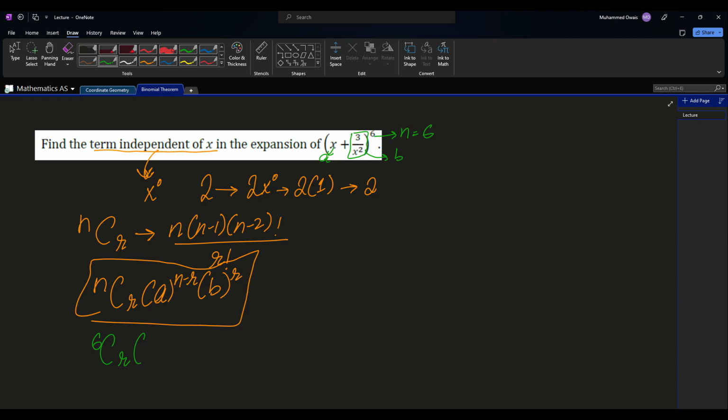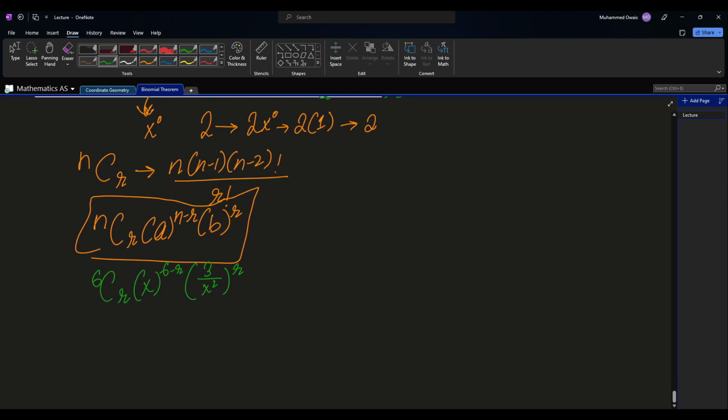6CR into x. Our n is 6 and our r is r. 6 minus r. Our b is 3 over x square power r. Now then, to make this simpler, what I will do is take this x to the top, from the denominator to the numerator. So this becomes 3 into x power minus 2r, x into 6 minus r, and 6CR.